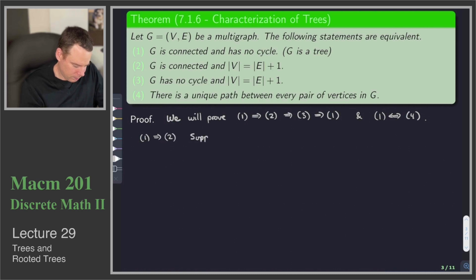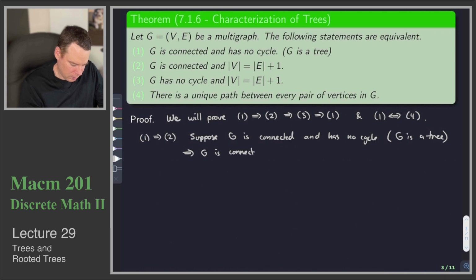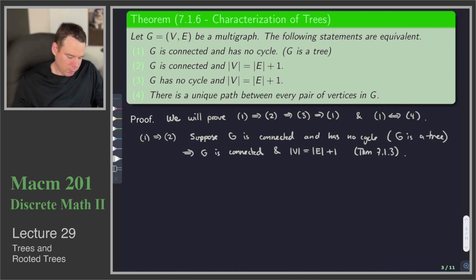So suppose G is connected and has no cycle. In other words, G is a tree. Then what we get from that is that G is connected. That's just a restatement of the hypothesis. And we know that the size of the vertex set is equal to the size of the edge set plus 1. That was theorem 7.1.3. And so we're done. 1 implies 2.